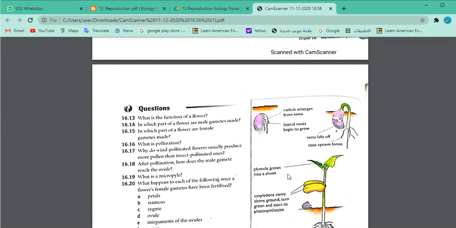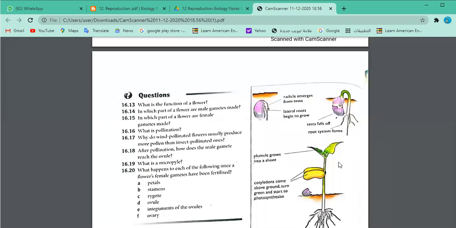So who is going to tell us about germination of seed? This is germination of seed, okay? In this picture, this is called germination. Germination means growing a new shoot, a new plant. This is called germination. The seed will split.